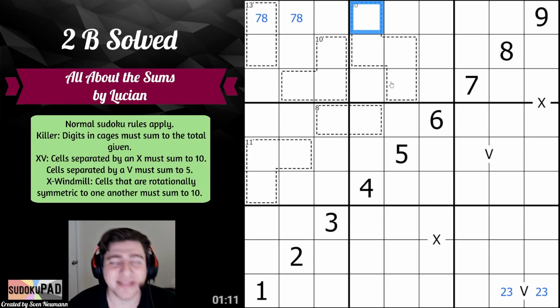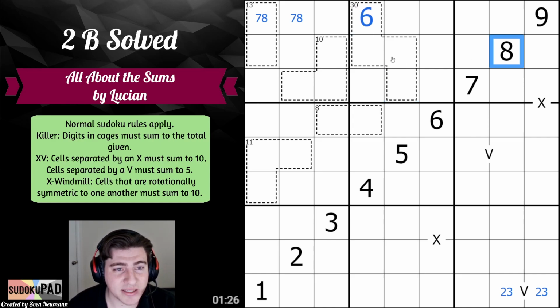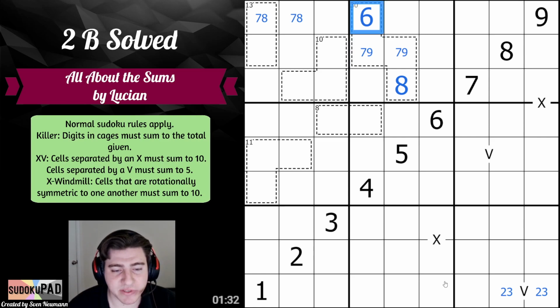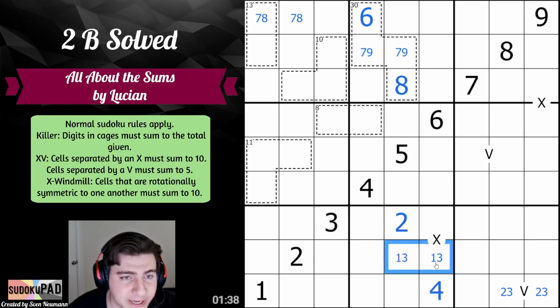And now this 30 comes in handy. 30 is a maximum. 30 is made up of 6 plus 7 plus 8 plus 9. Well, we have 7, 8, and 9 staring here, so that gives us 6. 8 stares down the middle, which gives us 8, and we get a 7, 9 pair. 6 gives us 4, 8 gives us 2, and the 7, 9 gives us 1, 3.